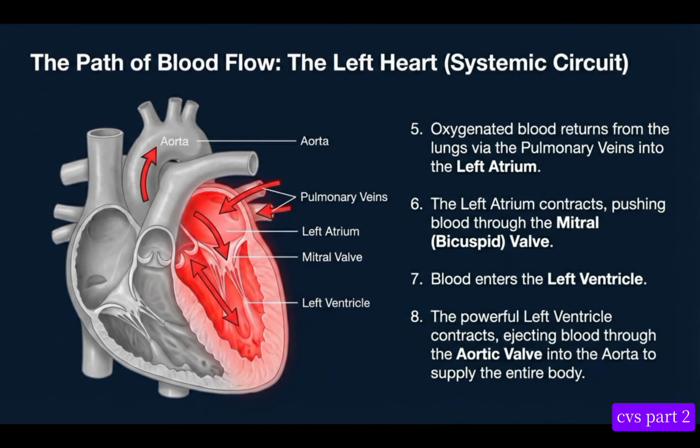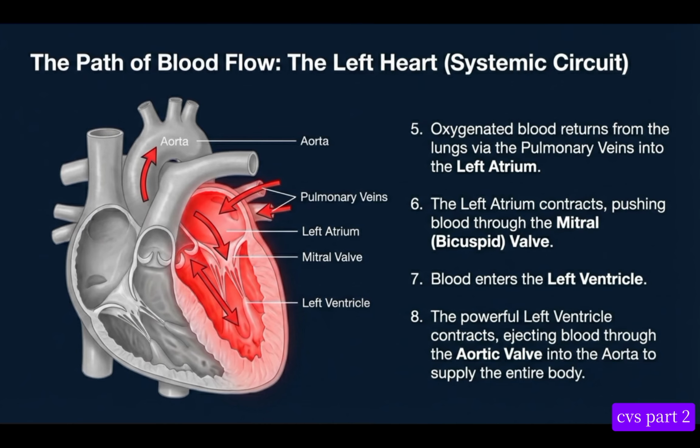So the left atrium now contracts. And as soon as the left atrium contracts, what happens? It starts pushing blood to the left ventricle. And this blood can only pass to the left ventricle through the mitral valve, also known as the bicuspid valve, or the left atrioventricular valve. So blood enters the left atrium through the pulmonary veins, then goes to the left ventricle through the mitral valve.